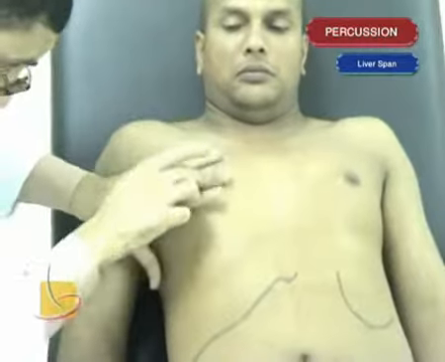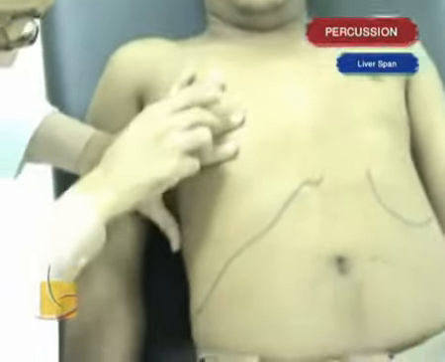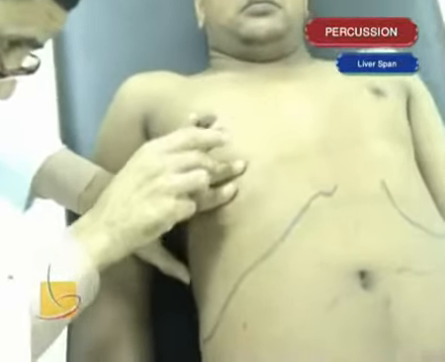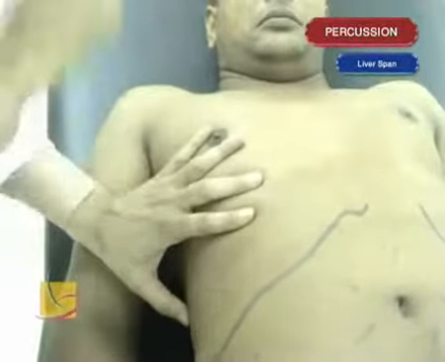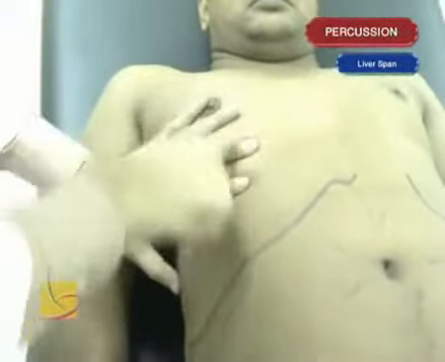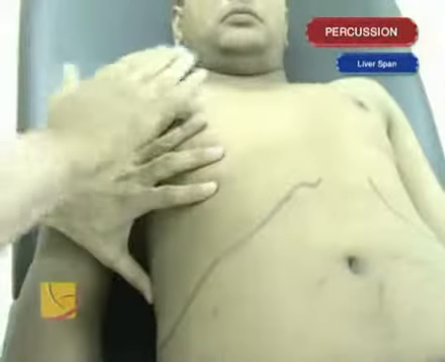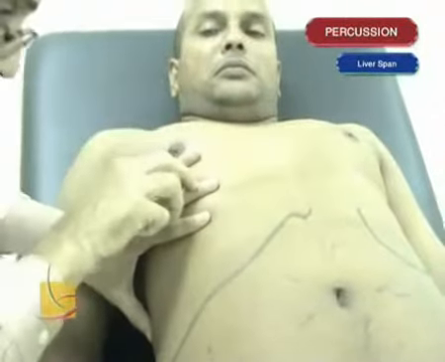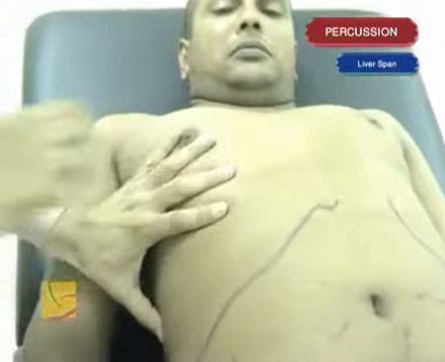This is resonant, move one space. Resonant, resonant. This is done. Once you get dullness in the mid-clavicle line, as you notice, ask the patient to take a deep breath and hold it. Now I want to do that like this. Hold. Then percuss again. Now it is resonant.